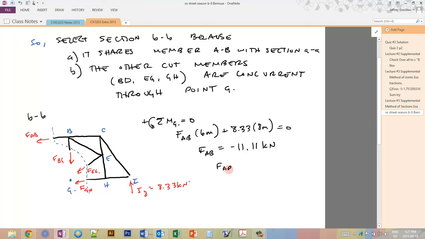So that's 11.11 kilonewtons compression, C. And we know that's the case because I assumed that these forces were in tension, which means that they pull away from the member. But since we got a negative number in our result, that means the arrow that I drew originally was in the wrong direction, so it has to point in, which means it's actually in compression. So now we've used that to find AB, and you'll see none of these came into this moment equation because there's no lever arm, because these forces go right through G.